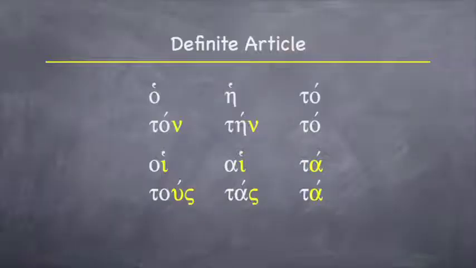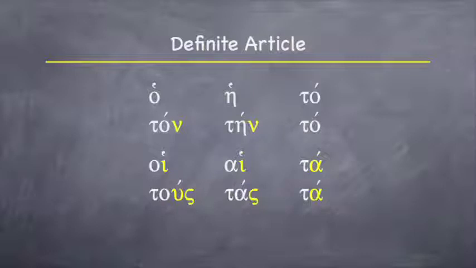So, logos is nominative singular, but it doesn't really matter if there's a ho in front of it, because if there's a ho in front of it, you know that ho is nominative singular masculine, and therefore logos must be nominative singular masculine. So the article agrees with the noun it modifies. It's in the same case, the same gender, and the same number as the word that it modifies. So if you know your paradigm for the article really well, you're home free on this. So take a look at the paradigm for the article.